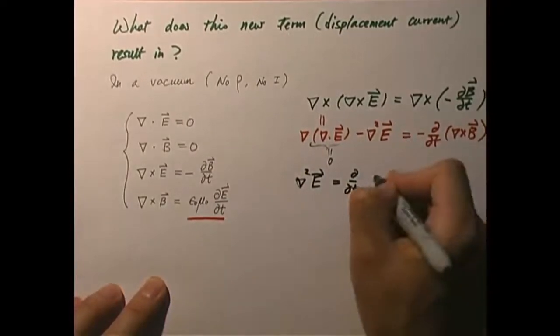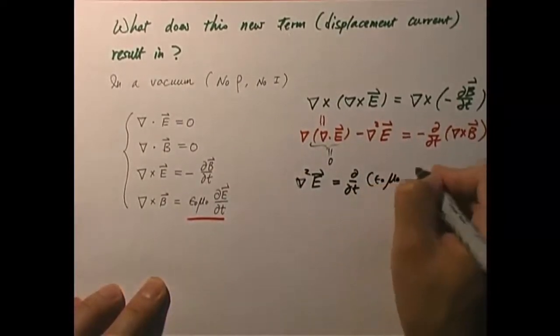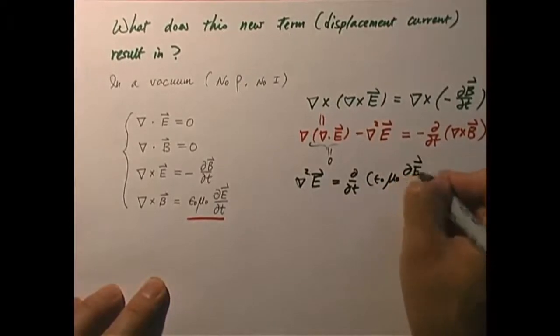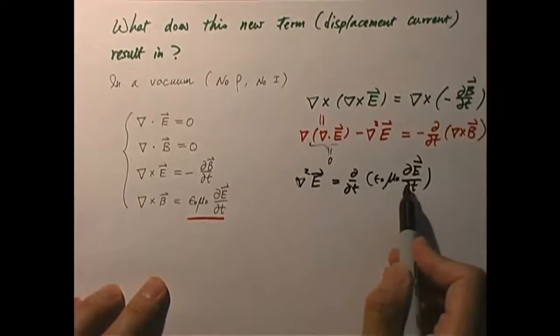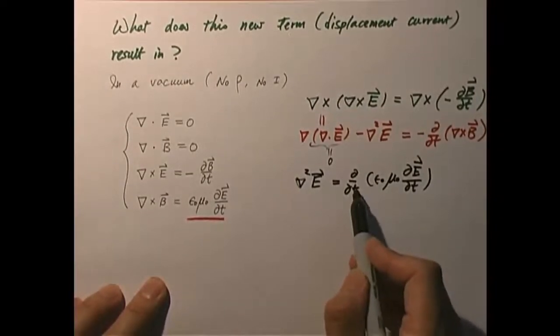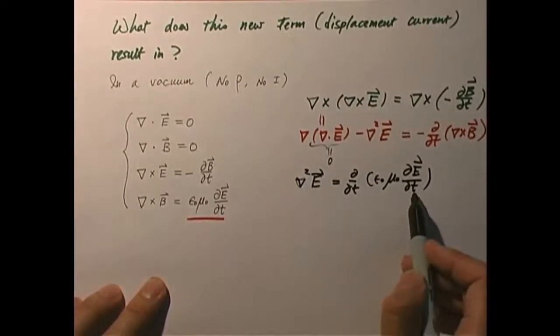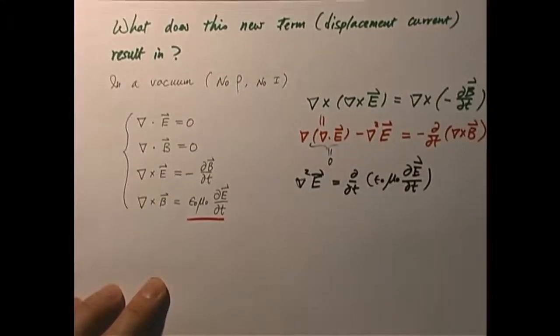I'm plugging in epsilon naught mu naught partial E partial t. I'm going to take epsilon naught mu naught out because these are just constants. I have to take the derivative twice with respect to time. That's a second order derivative. So I finally arrive at this result.